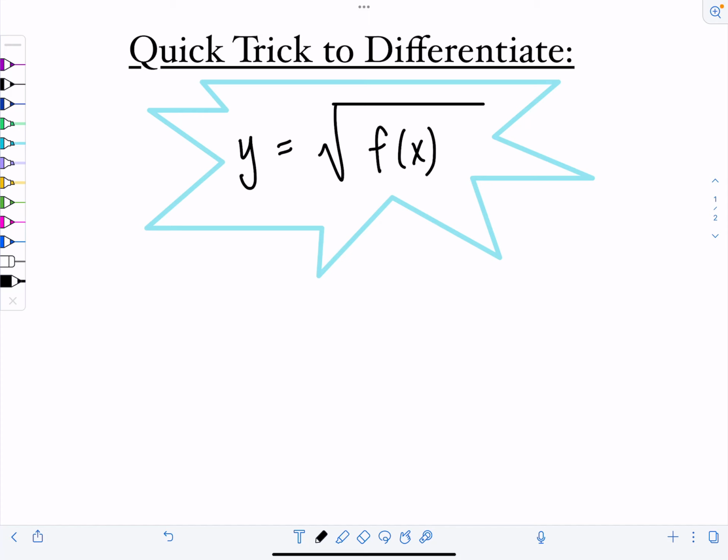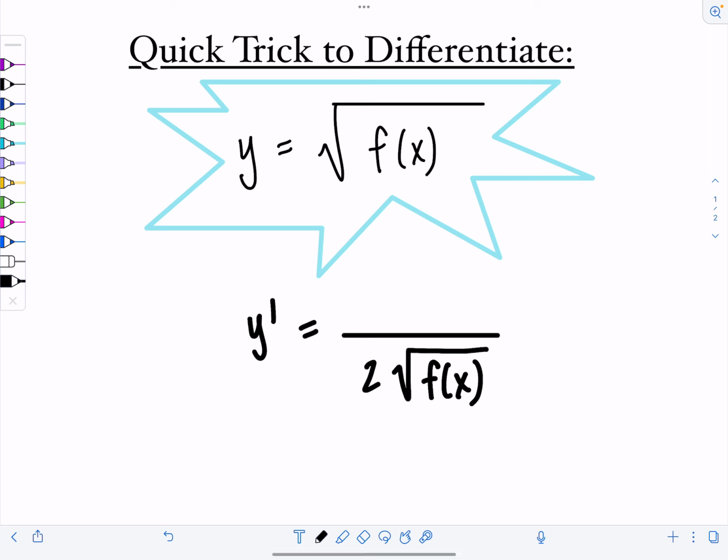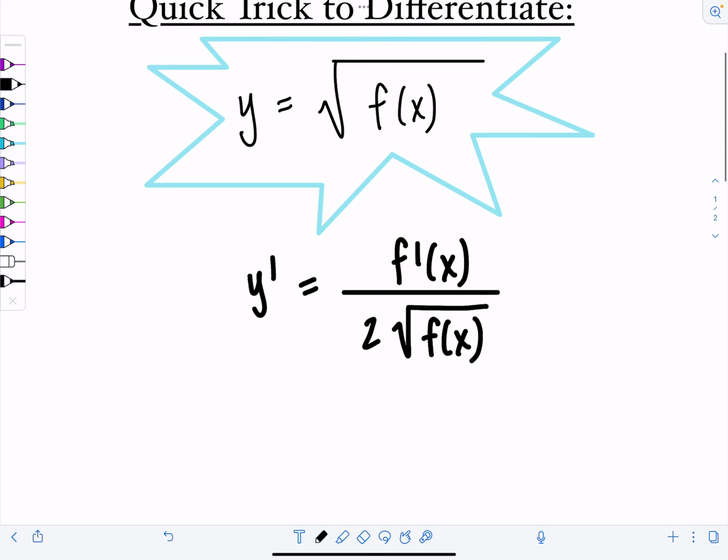I wanted to share with you guys a quick trick. Anytime you need to differentiate a function where you have a composition of the square root function with something else underneath, so if it has the form y equals square root of f of x, the shortcut to get y prime is you're going to end up with 2 rad f of x in the denominator and then f prime of x in the numerator. I'll show you exactly what I mean right now, and this is going to save you so much time.